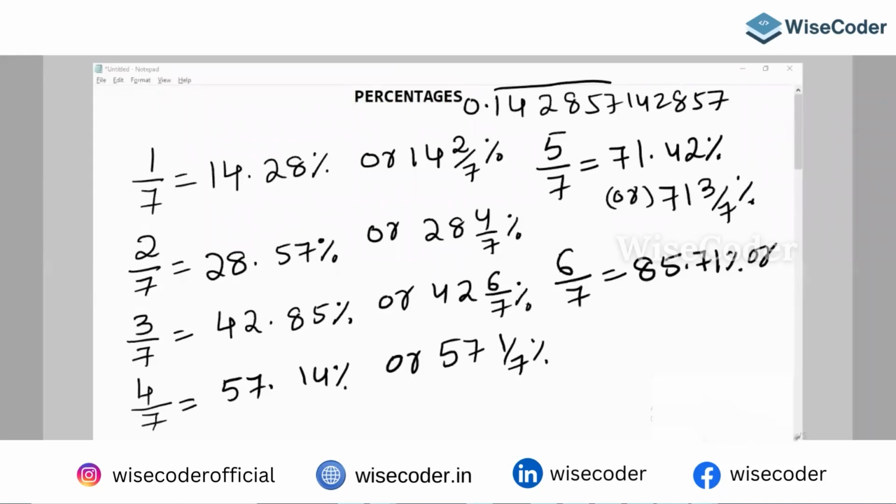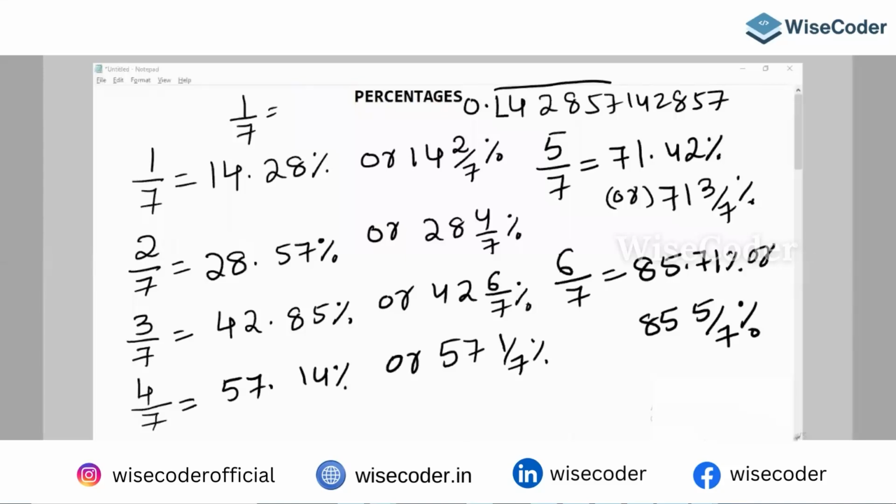85.71%, or you can write it as 85 5 by 7%. People think that this is the toughest value, but this is the easiest value. How to remember this value? 1 by 7: if you divide 1 by 7, you are going to get this. How to remember? Look here.